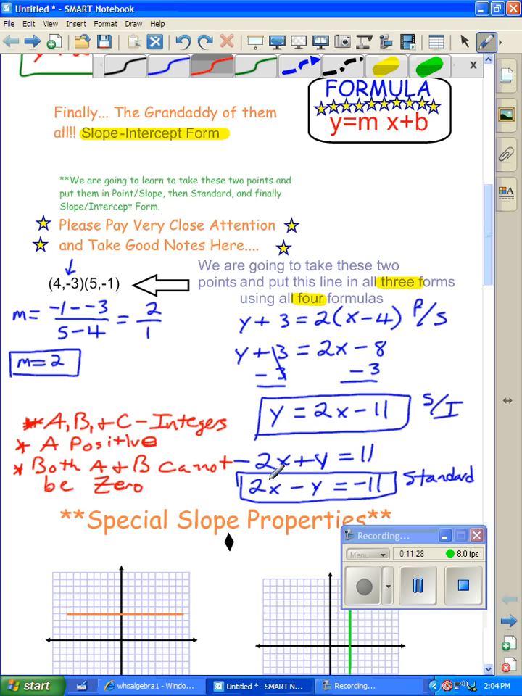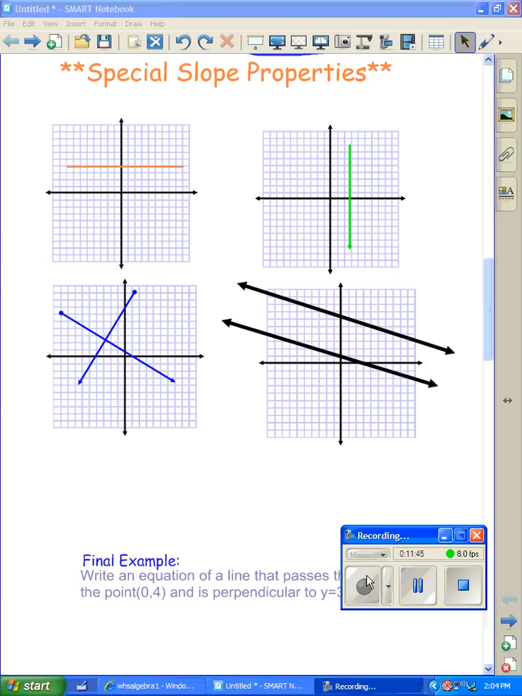One of them can be 0. For instance, I could put 0 in there, and then y would equal 11. I could put 0 in there, and x would equal negative 11 halves. If they're both 0, you've got a false statement, and that can't happen. Okay? All right.